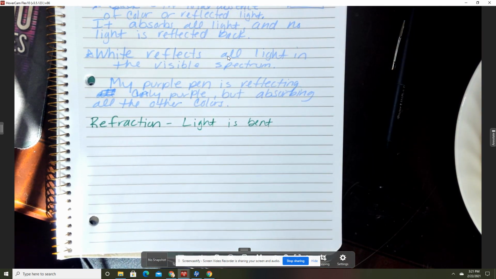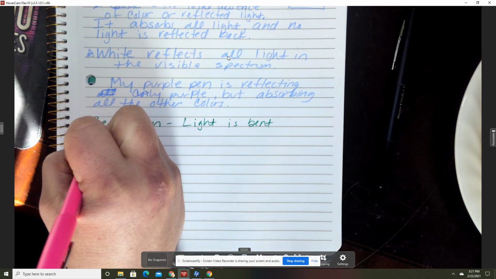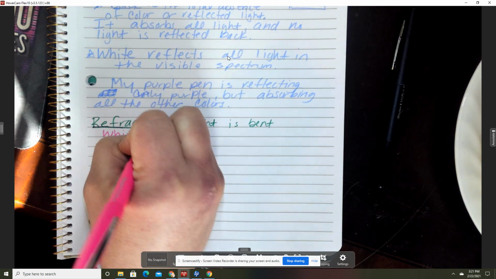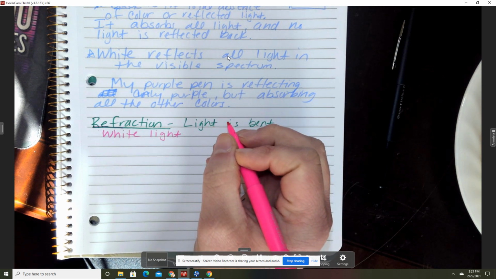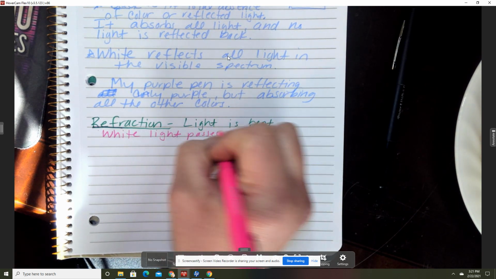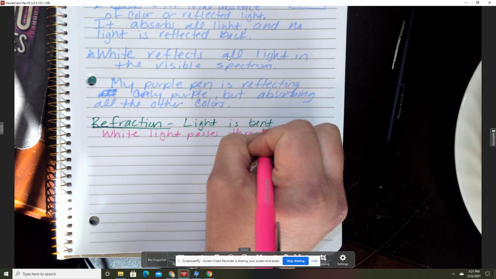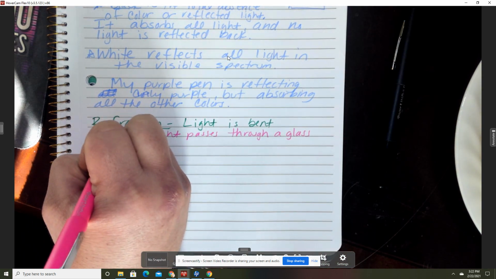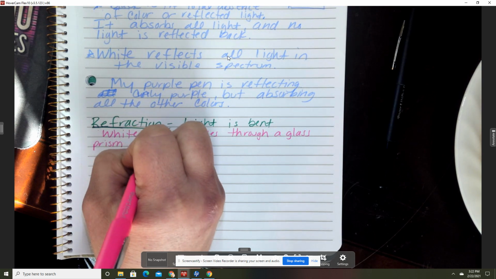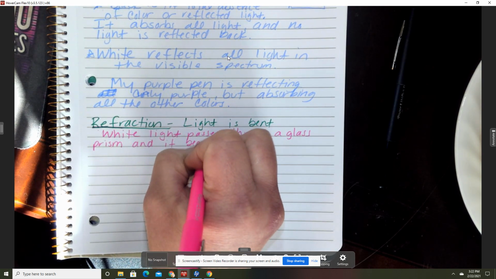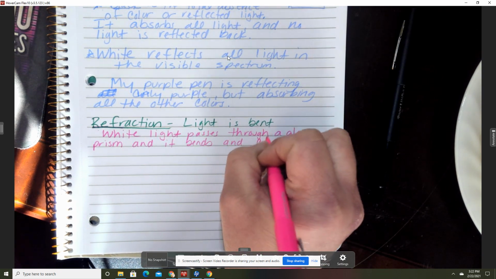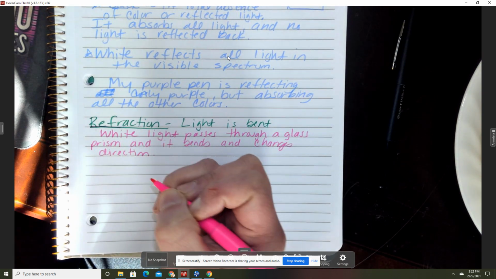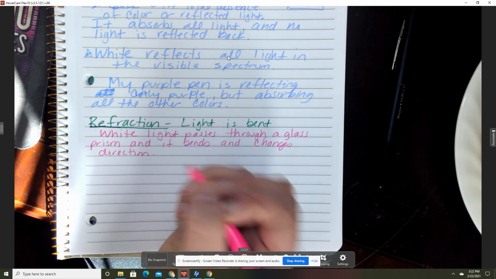So white light passes through a glass prism and it bends and changes direction. Okay. This is why we have rainbows.